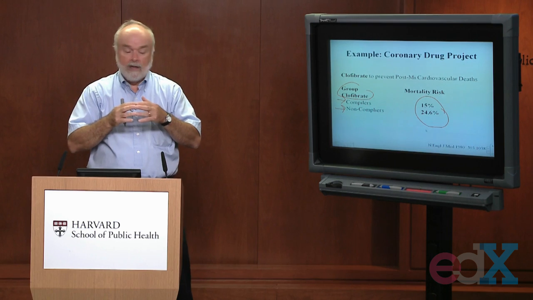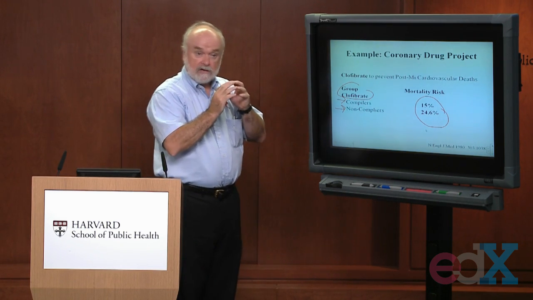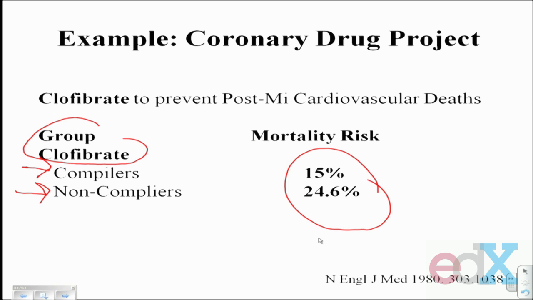And suddenly now it looks like, well, the reason we didn't see any difference in the previous slide is that people were not taking their assigned pill. They weren't taking clofibrate. And if you limit your analysis to just the clofibrate group and compare the compliers, people who took the drug, versus those who didn't take the drug, you see a benefit. The drug seems to work.